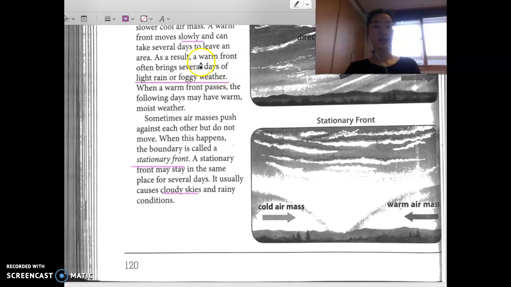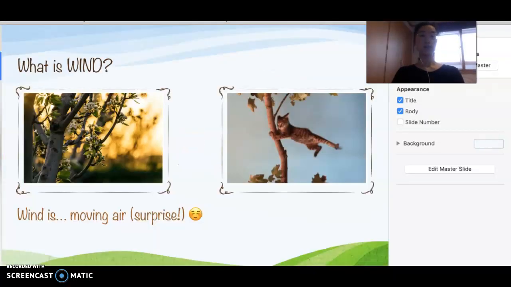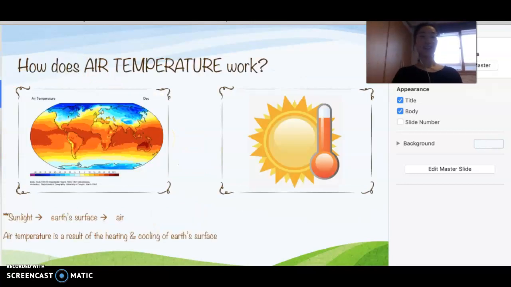So what the major takeaway is. Let's go over the major points again. First of all, wind is moving air, right? We all know this. And we read about how air temperature works. The temperature of the air is a result of the heating and the cooling of the Earth's surface. The sunlight will warm the Earth's surface, and then the Earth's surface will warm the air.